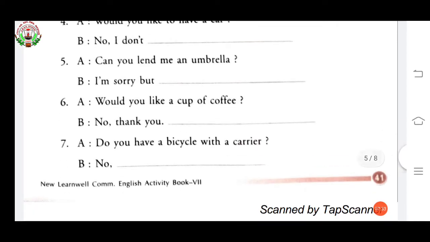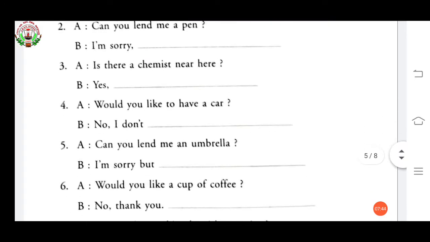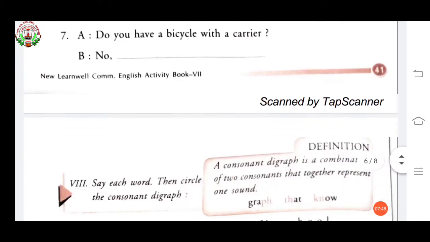Seven. Do you have a bicycle with a carrier? No, I have one without a carrier. Now this exercise is finished. Come to the next.